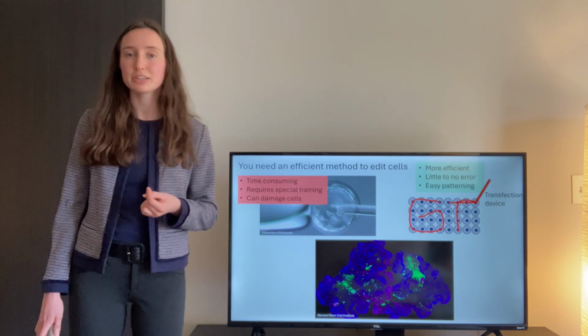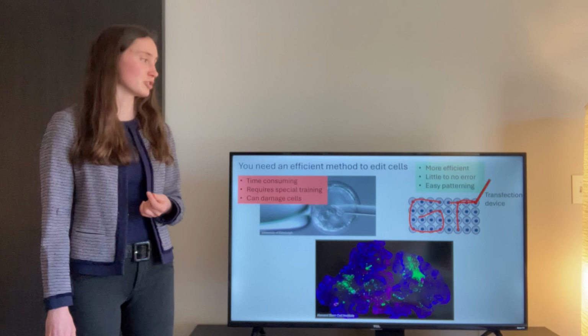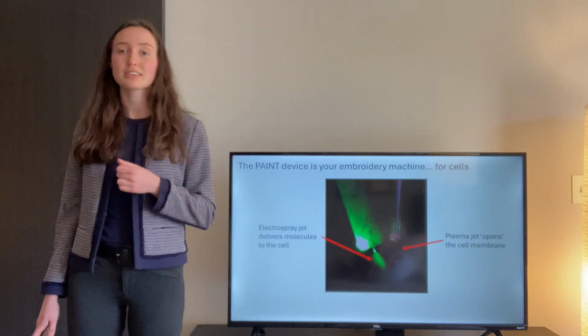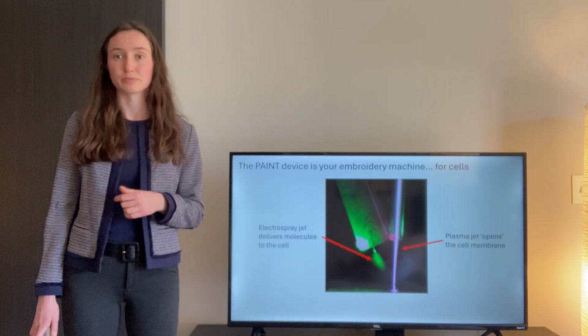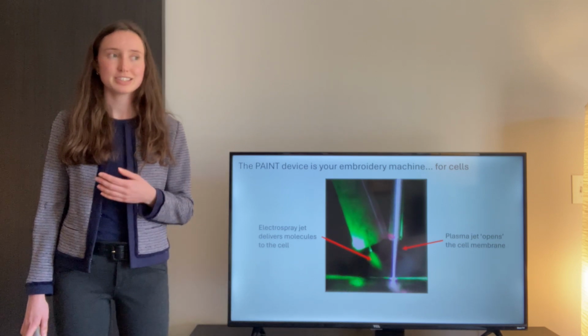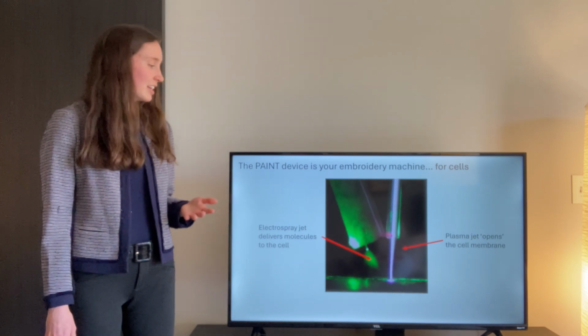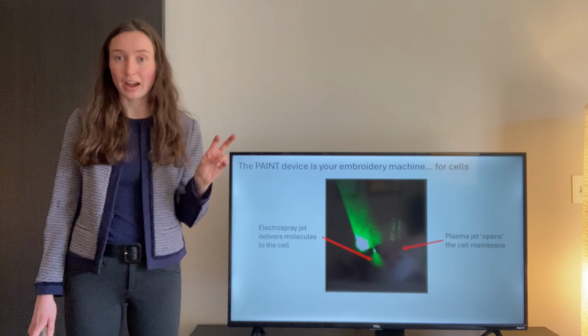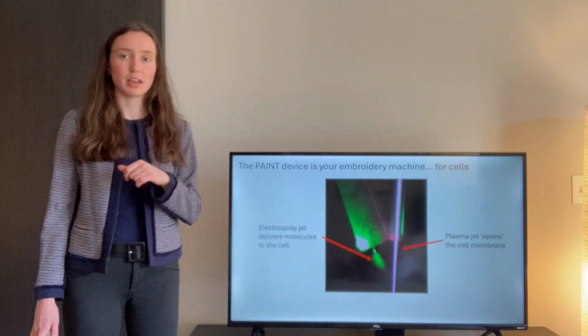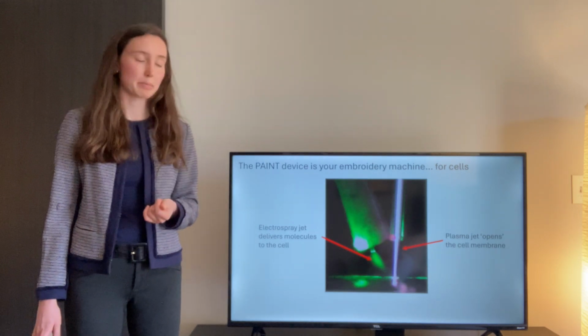Well, that's what we're aiming to do in the Fedorov lab here at Georgia Tech with the Precise Area Introduction and Transfection, or PAINT device. This device acts like a paintbrush. It allows you to draw out any pattern that you want and deliver molecules to cells in that pattern.